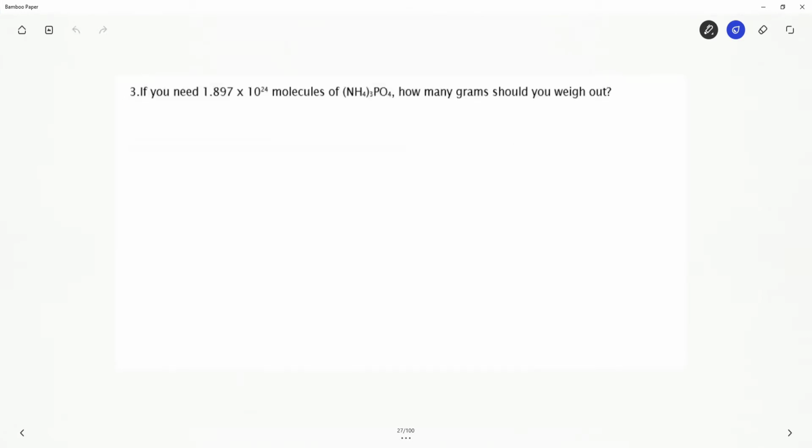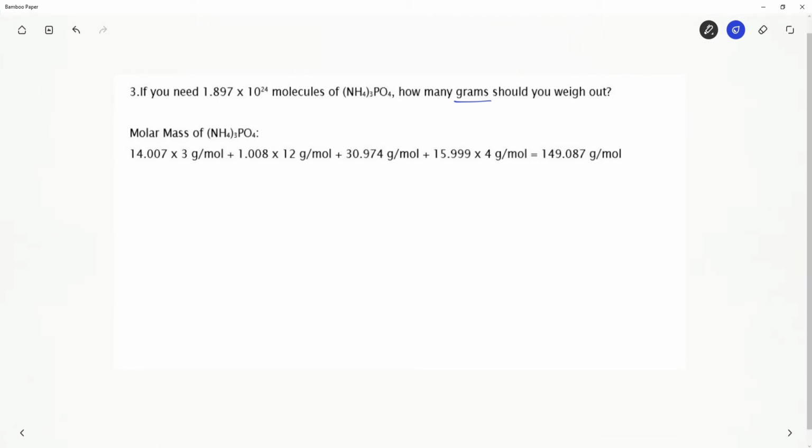Problem number 3. If you need 1.897 times 10 to the 24th molecules of ammonium phosphate, how many grams should you weigh out? Even though I'm starting with molecules, I see that I am going to have to get to grams, so I am going to go ahead and calculate the molar mass before I do anything. So my molar mass of ammonium phosphate is 149.087 grams per mole. Just like with my other problems, I always like to start with what I'm given, so I was given 1.897 times 10 to the 24th molecules of ammonium phosphate.